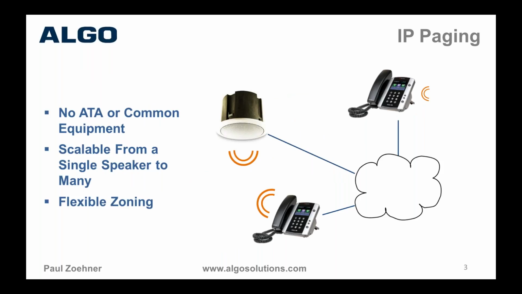in that all of that complicated equipment, all of that wiring goes away, and you can simply install one IP speaker, so there's no common equipment. It's very scalable. There's no ATA, there's no telephone answering module, and in this application, it could be one speaker or it could be many speakers. Also very flexible in the zoning. It doesn't really matter where the speakers are or how you want to zone them. That can be decided later or changed at any time.